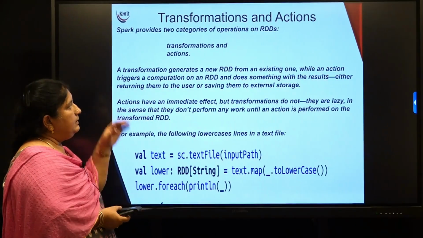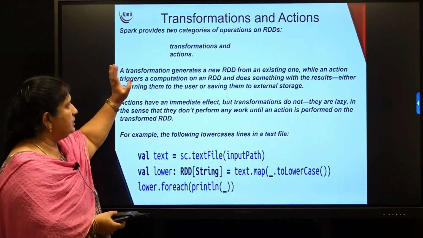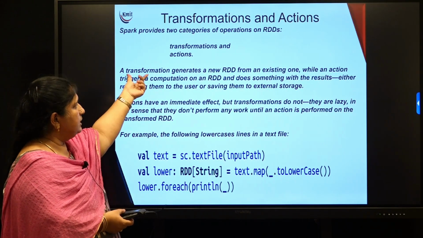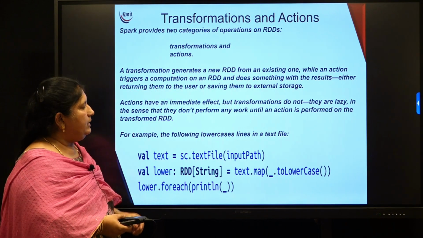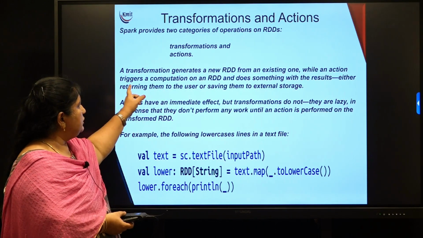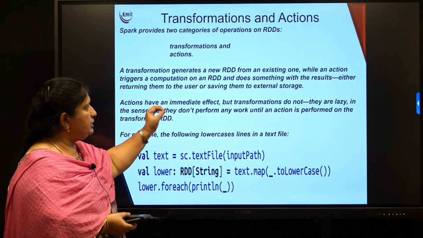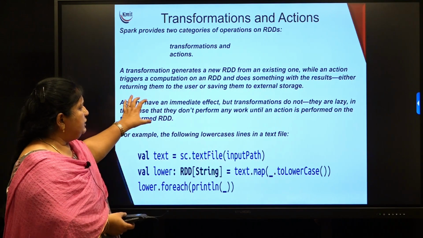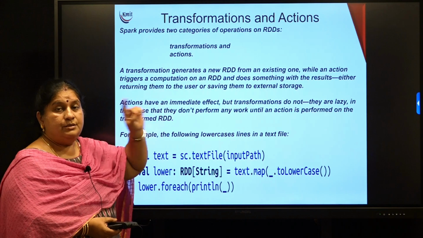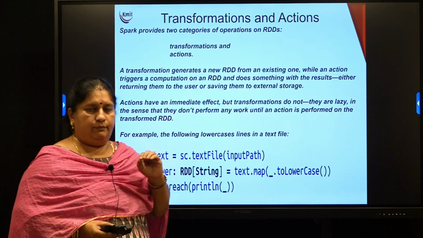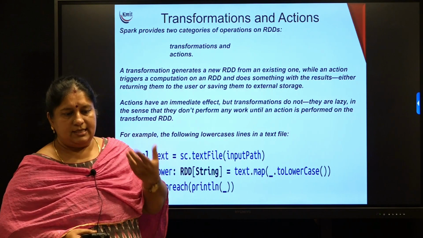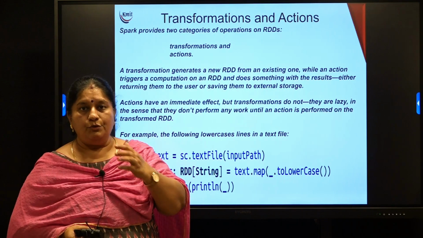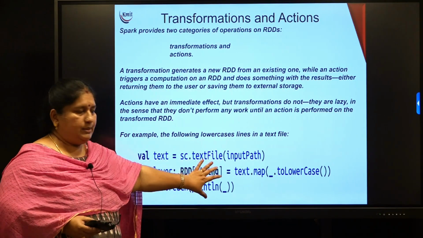So, Spark basically relies on these two types of operations, transformations and actions. Just quickly look at both. A transformation generates a new RDD from an existing one, while an action triggers a computation on an RDD and does something with the results. Actions have immediate effect, transformations do not. Whenever we are learning Spark, we say actions have immediate effect and transformations are lazy. What do we mean by that? I will try to explain that with an example.